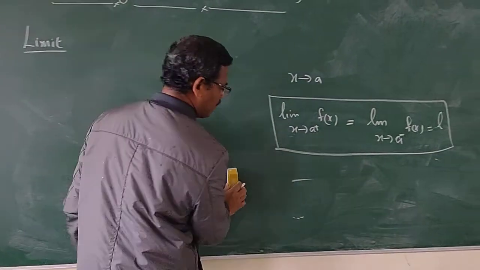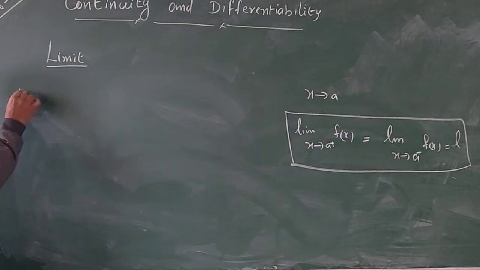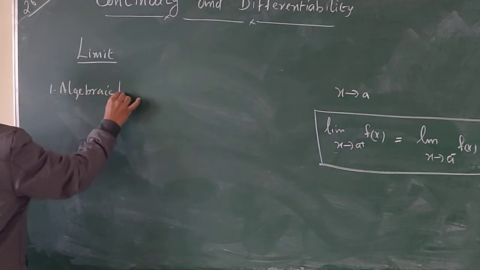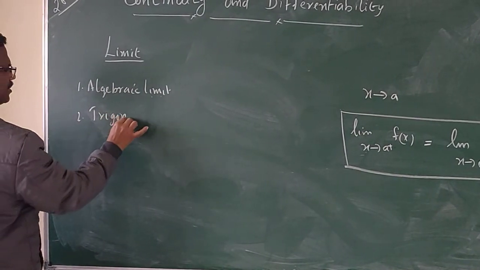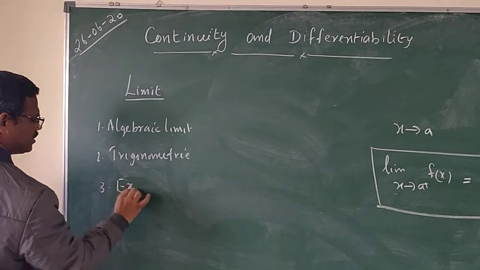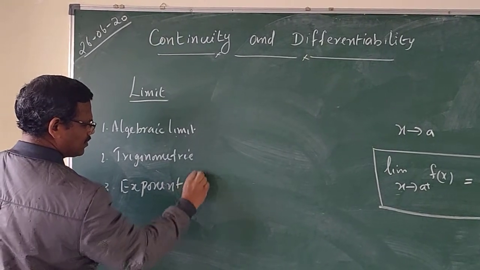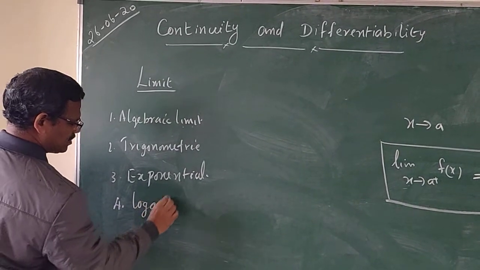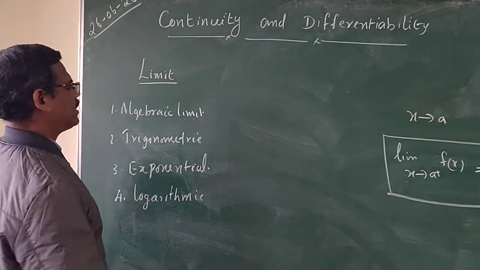And we have learned different methods of finding the limit in class 11. One type is algebraic limit. The second one is trigonometric limit. The third is exponential limit. And the fourth one is logarithmic limit. These four types of limit we have learned in class 11.